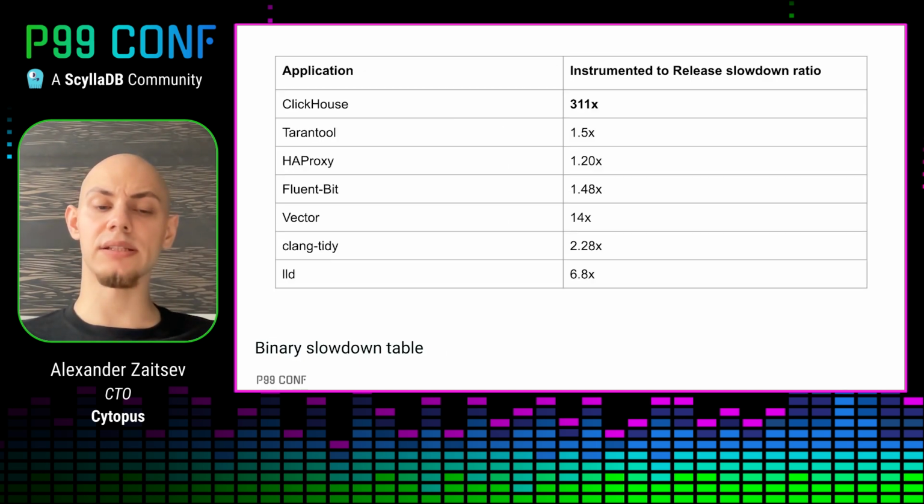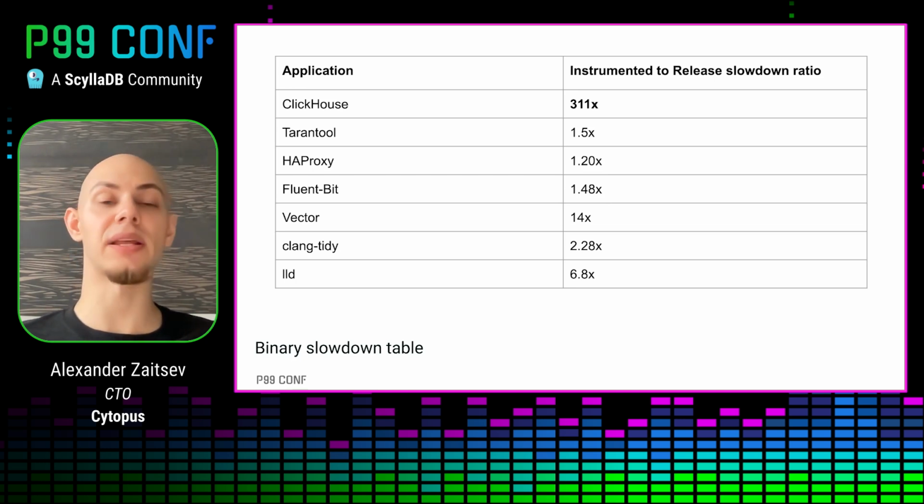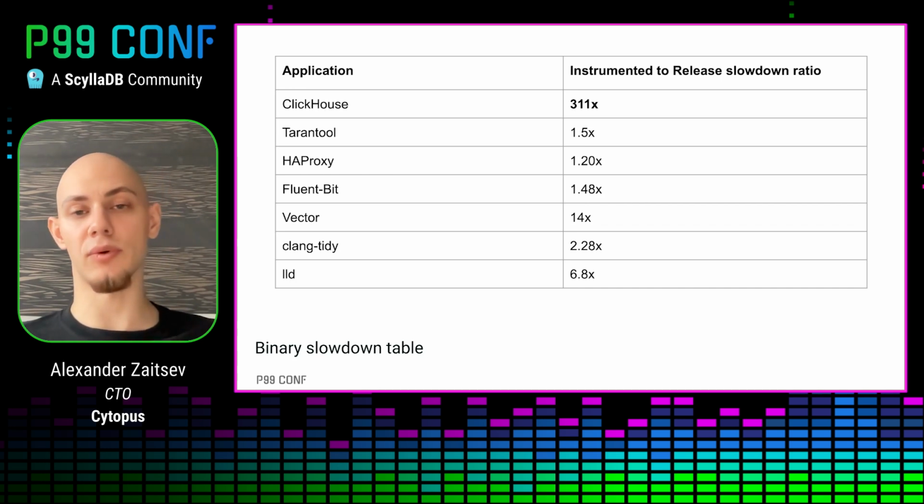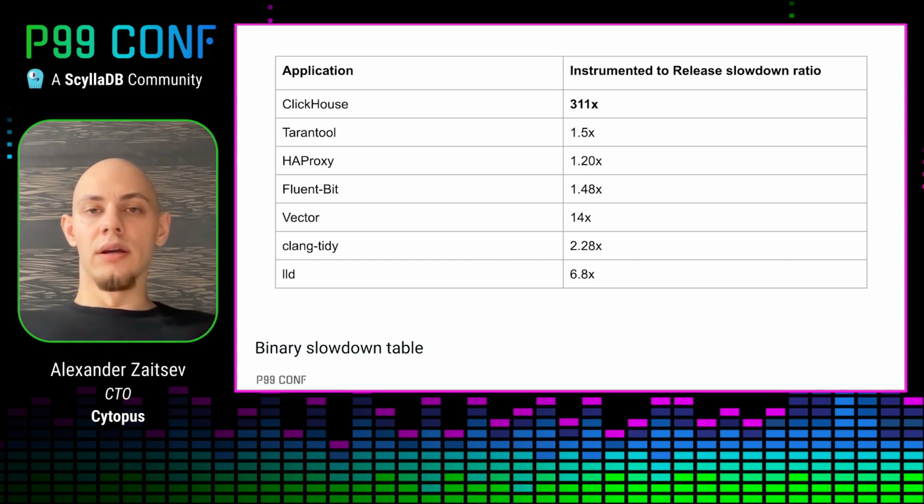Regarding binary slowdown, the situation becomes, in some cases, even terrifying, because the actual binary slowdown can be really different between applications and the training workload. For example, the most terrifying case here is the ClickHouse case. The actual slowdown was more than 300 times. It wasn't a mistake. It was proved by many benchmarks by me.